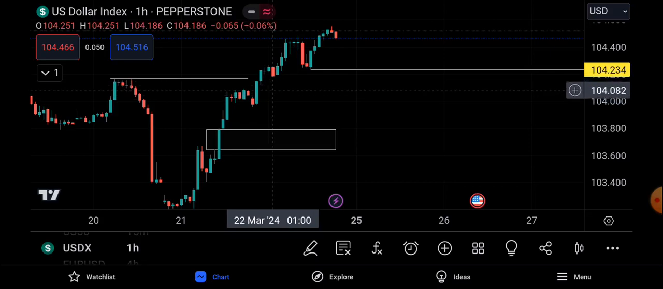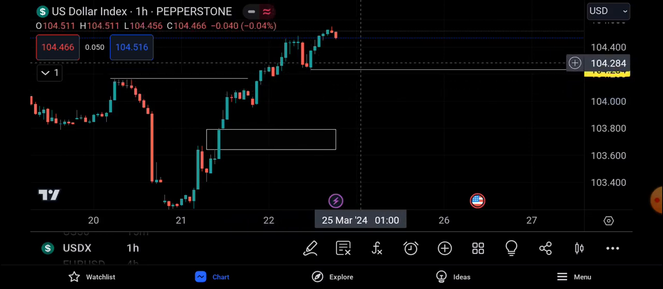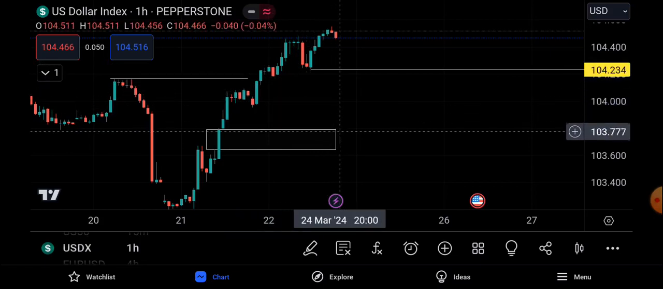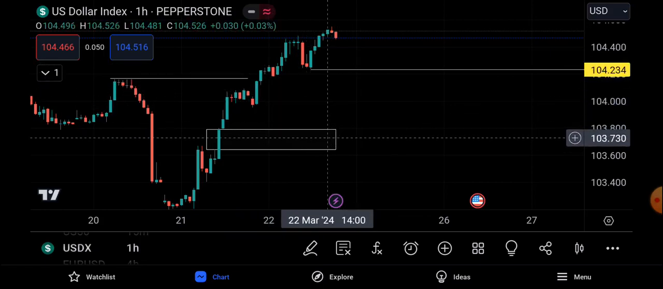This could also be an area for price to reverse and continue to the upside, so you want to keep your eye out for this fair value gap. And then what I would like to see is this one down here get filled in.